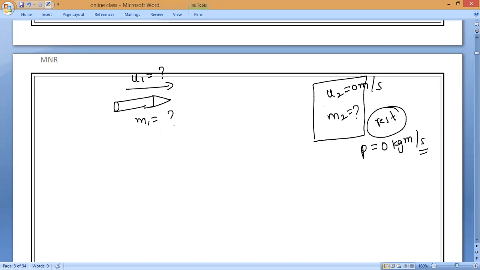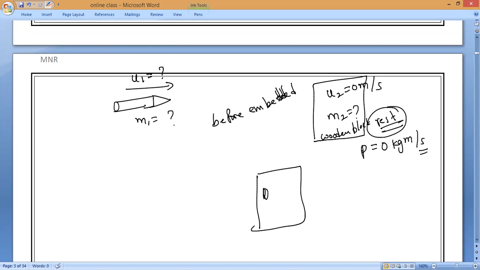Are you clear, everybody? So for the bullet before hitting, or before embedding, the momentum of the wooden block is 0 because it is at rest. Once the bullet is embedded inside the wooden block, then you have to add the masses and both will travel together.